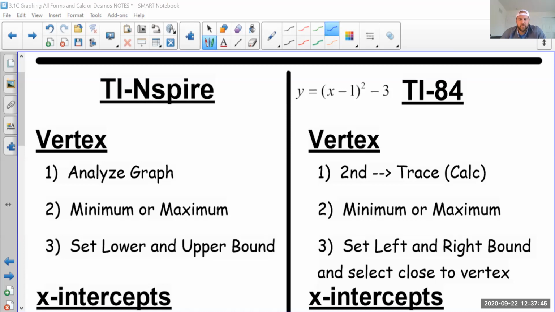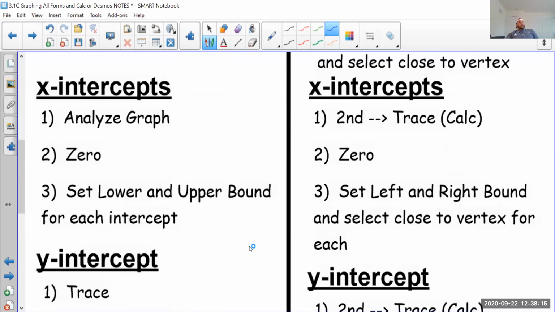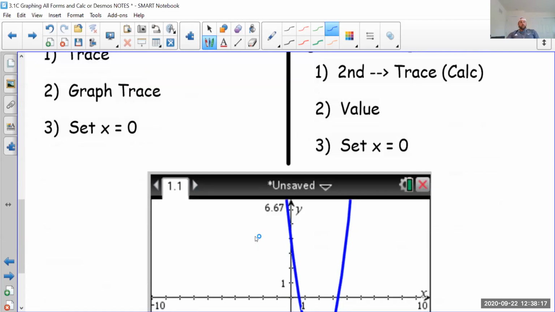So get that typed into your calculator, whichever one you are doing. Like I said, I'm trying to get mine to open up, but it's not opening for me to show you. So what we're going to be able to do is use the calculator, as you can see on my screen here, to find the vertex of our graph, to find the x-intercepts of our graph, to find the y-intercepts of our graph.